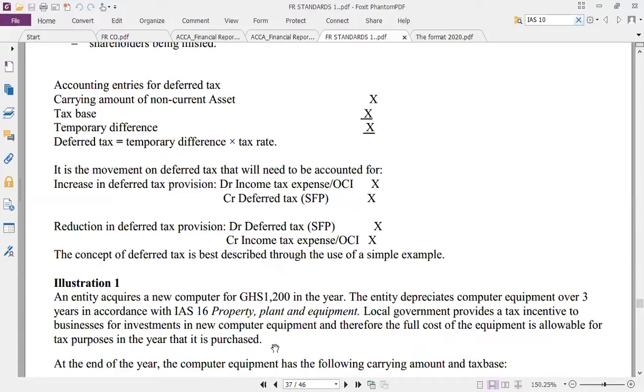So that's the end of the illustration. Normally we ask the question and answer by ourselves, so let's go to the board. In sum, we are saying that the company bought a computer. The cost of the computer is 1,200. The useful life of the computer is 3 years.